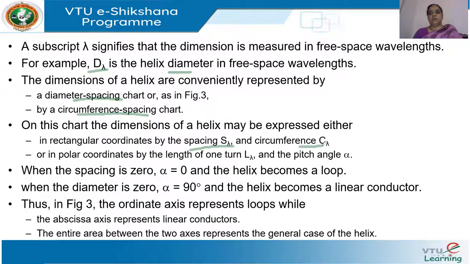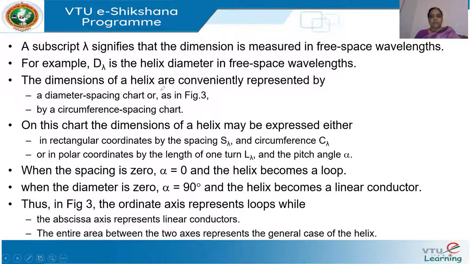So instead of saying C is equal to 1 mm, I'll say that C is equal to lambda by 4, something like that. Lambda is once again the wavelength, which can be expressed in terms of millimeters, micrometers, nanometers, etc. So you talk about C in terms of wavelength. Similarly, S in terms of wavelength, and the diameter D in terms of wavelength. And you also have the length of each turn, represented as L lambda, and you have the pitch angle alpha.